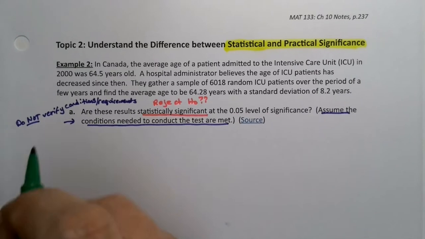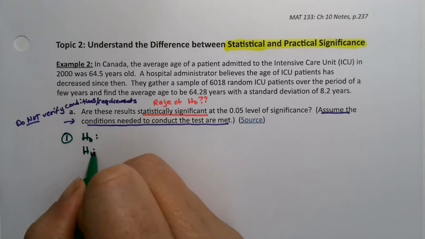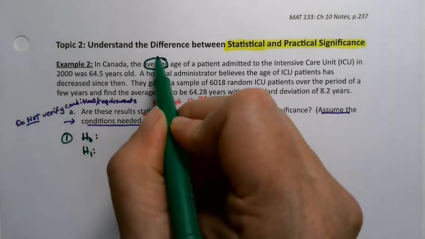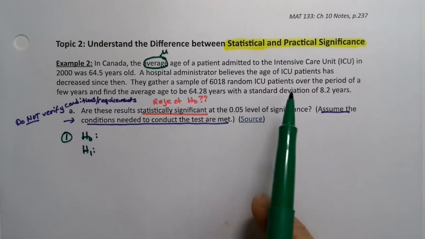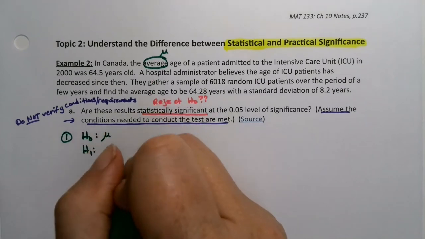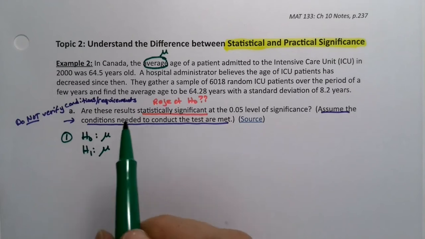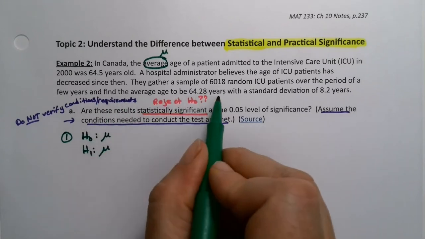Always lovely. All right, so step 1, H naught and H1. Now, this is obviously about the mean. For one thing, it's talking about the average right there, and for another thing, there's no percentages in any of this. It has mean and average written all over, well, average written in a couple places. So that's a sign that it's a mu one. Right? It's not a survey. It's a sample of 6,018 patients, and they were finding their average age.